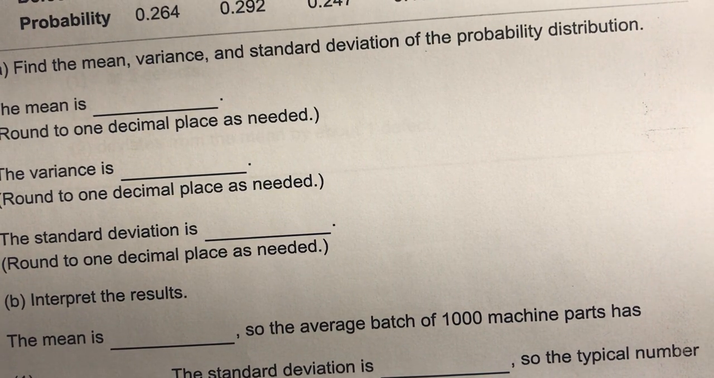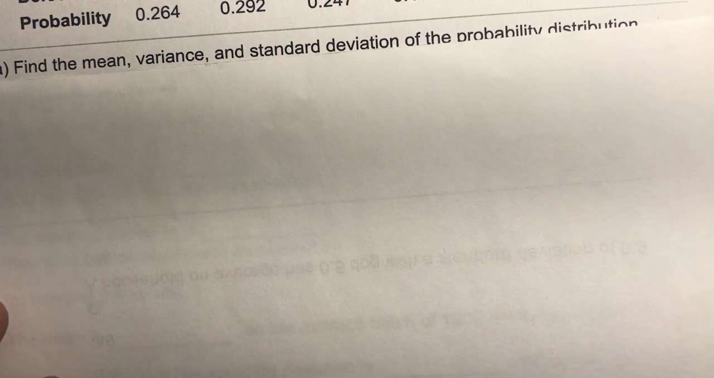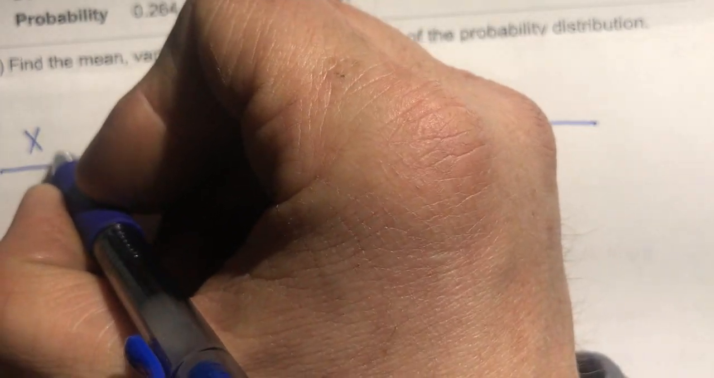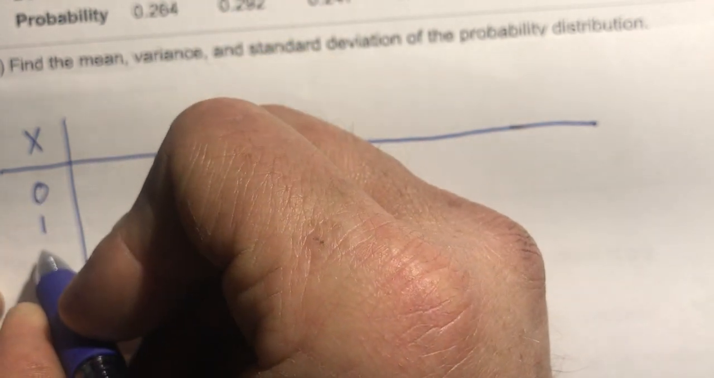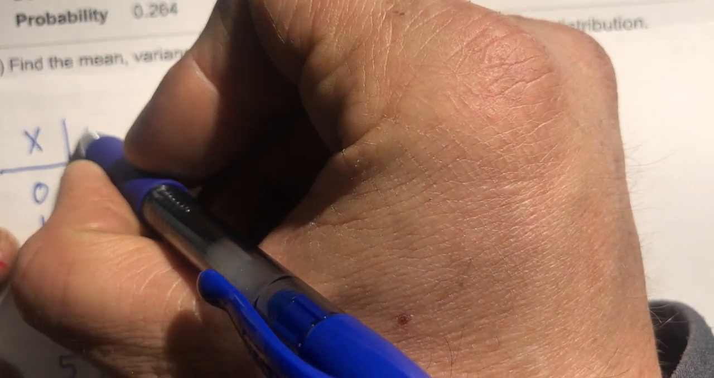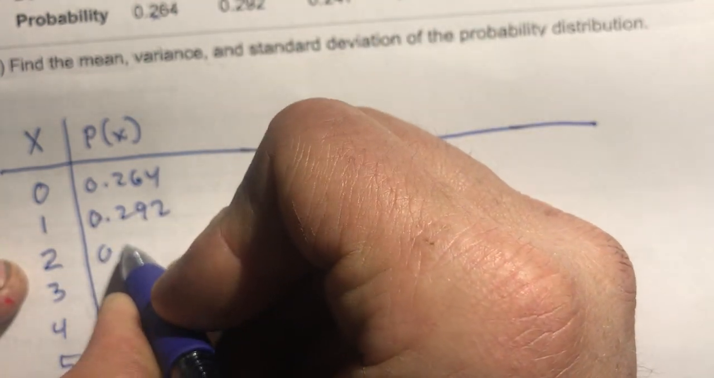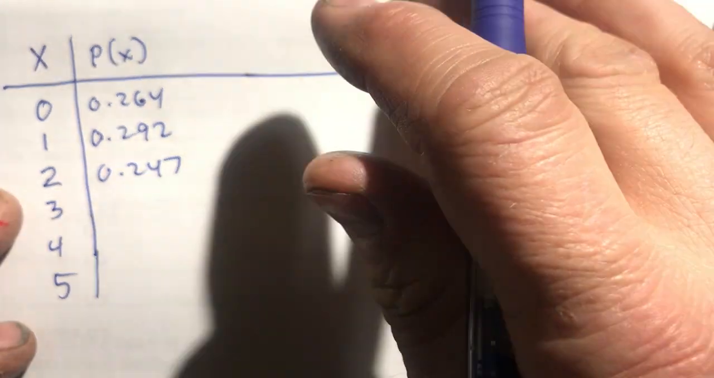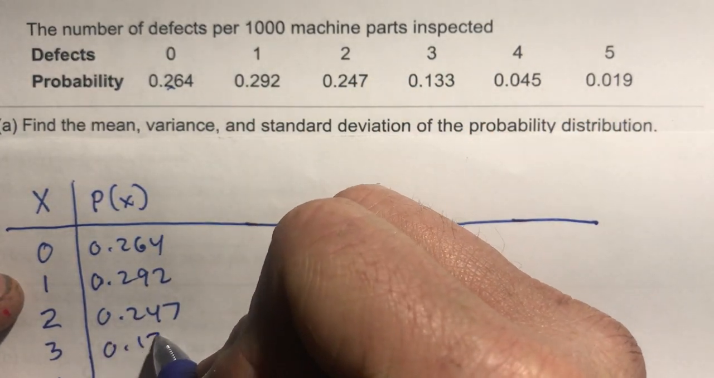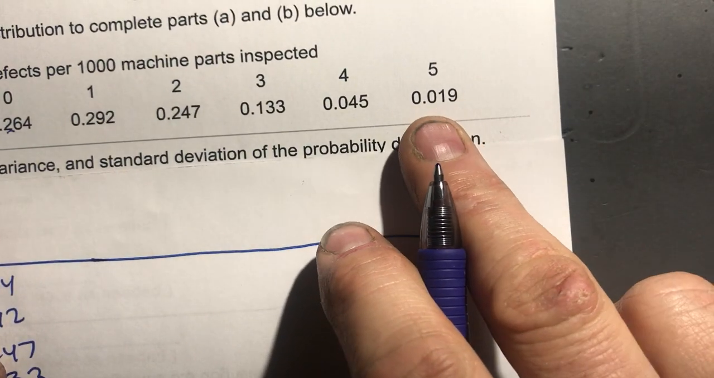Now, there's another one here. Let's get into it, okay? All right, so let's do this right here. I'm going to start this out. My x, let's make this come over here. I've got 0, 1, 2, 3, 4, 5. Then I've got my probability of x, which is 0.264, 0.292, 0.247, I'm just getting these numbers from up here, 0.133, then I got 0.045. And the last one here, I got 0.019. There's my probability of X.